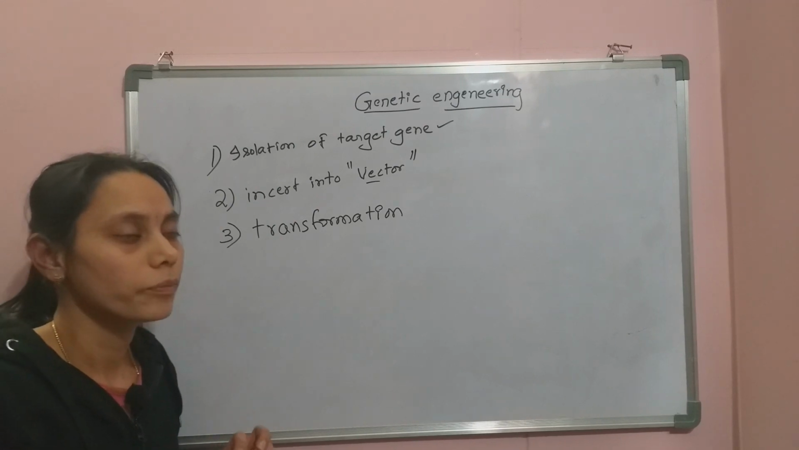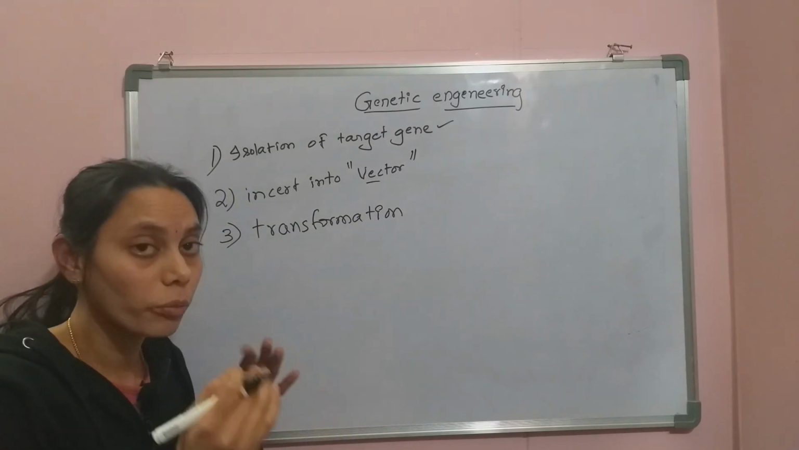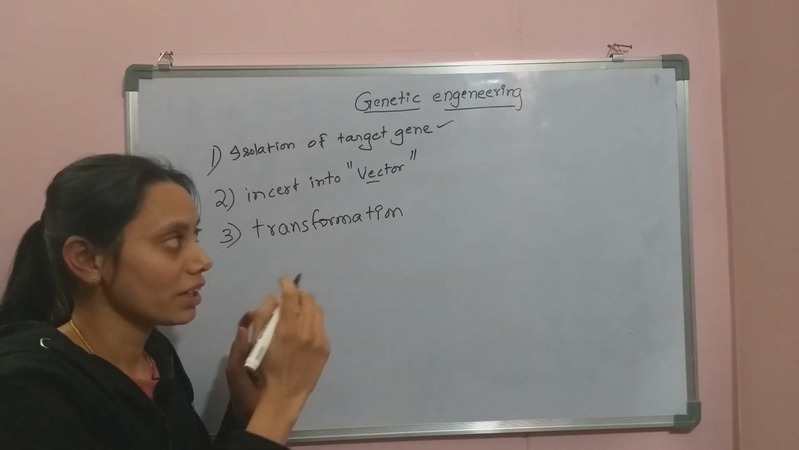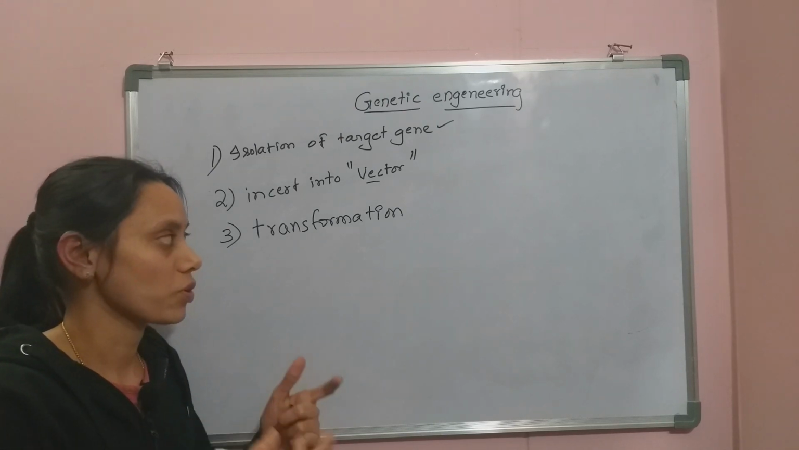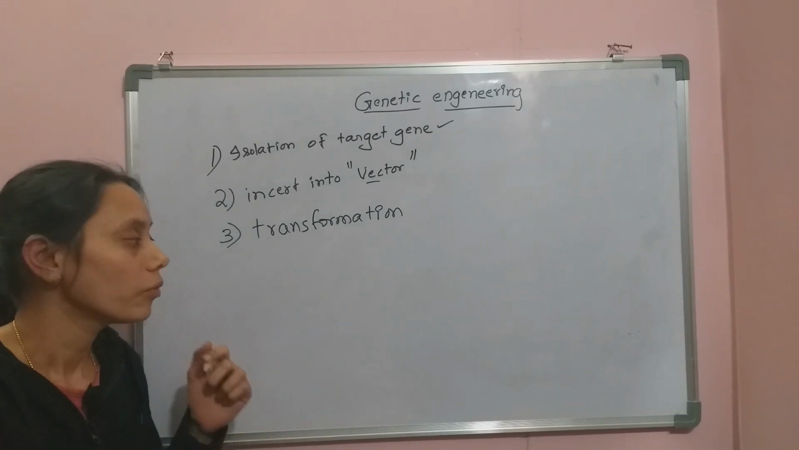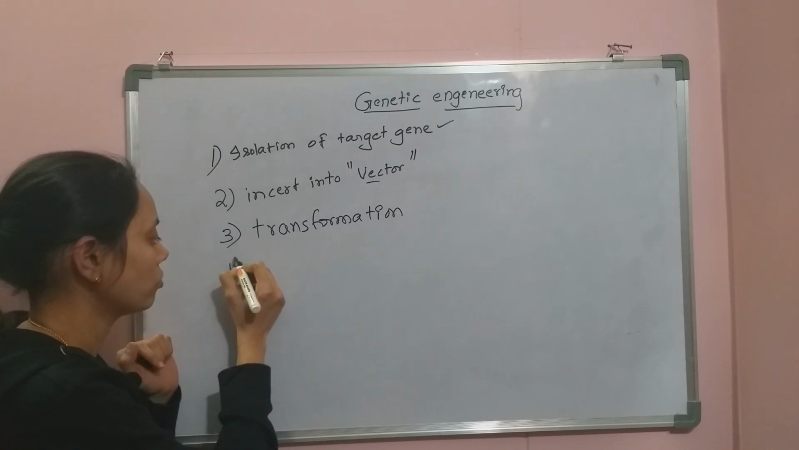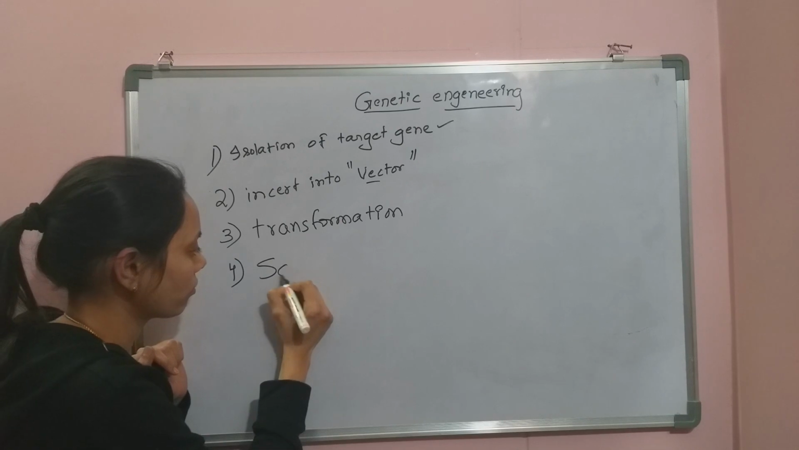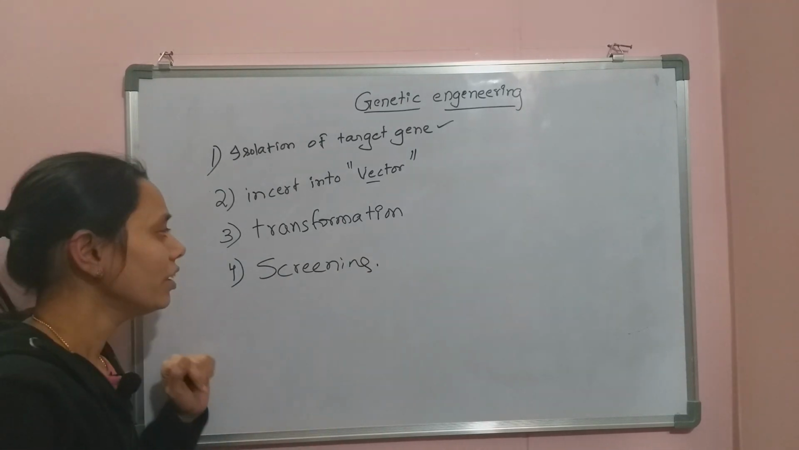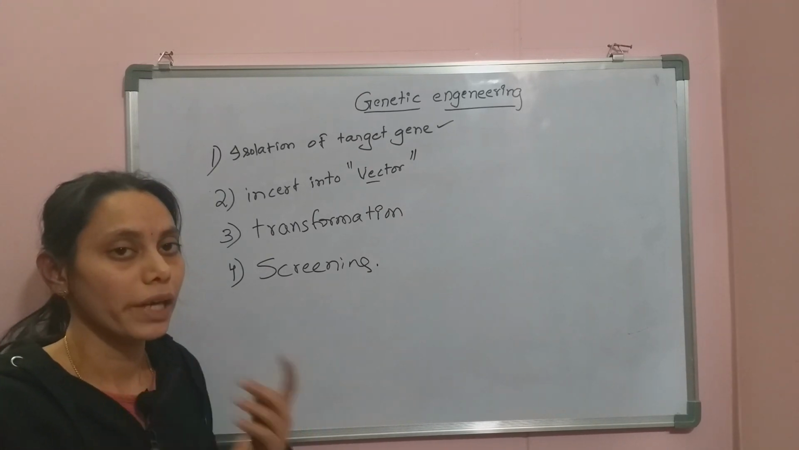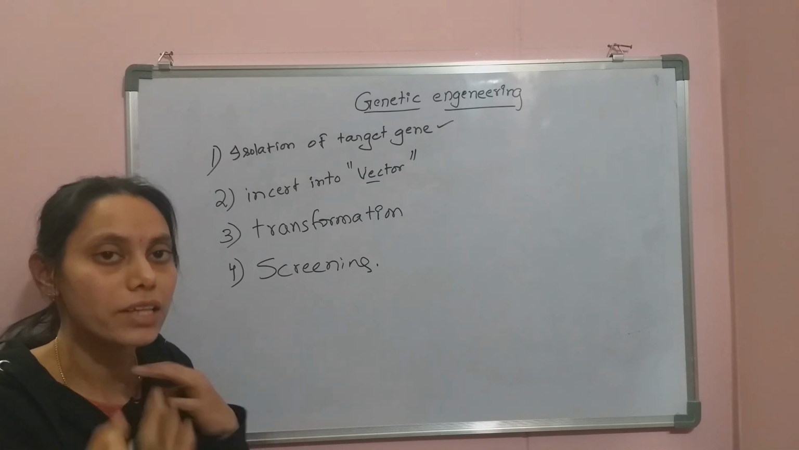Transformation is nothing but the introduction of this vector, the recombinant vector which has the target DNA in it, into the host cell. So that is the process of transformation. Okay, once we transform the host cell, we need to go for selection or screening. Here we need to make sure that the culture we have contains all transformed cells.